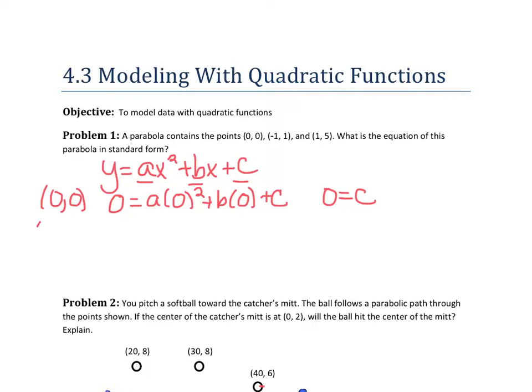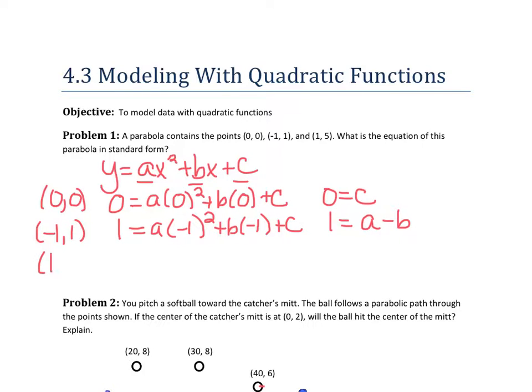Now let's use the other ordered pair, (-1, 1). In this case, y is 1, x is negative 1. So I'm going in and replacing. And that cleans up to be 1 equals a minus b. Remember, negative 1 squared is a positive 1, so we're getting a minus b there.